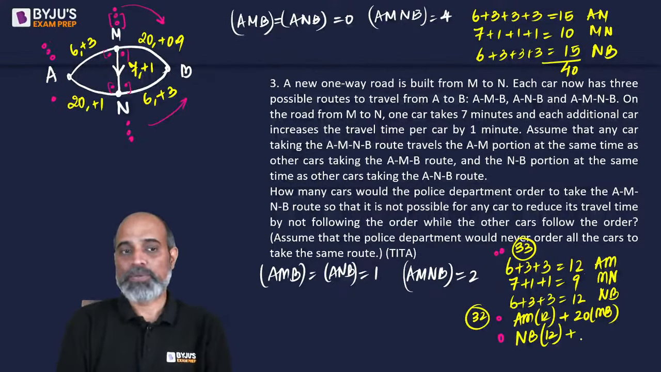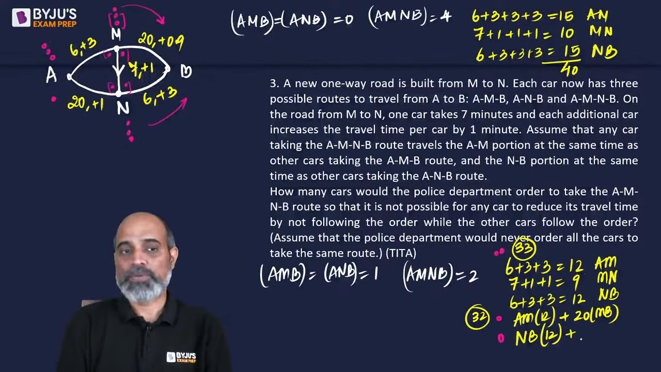Okay. It doesn't say anywhere that it is necessary for us to send all the cars, not all the cars, at least one car via the MN route, right? It doesn't say that. So if we take the third scenario, that the AMB route and ANB route are taken by 2 cars each, and the AMNB route is taken by none of them.